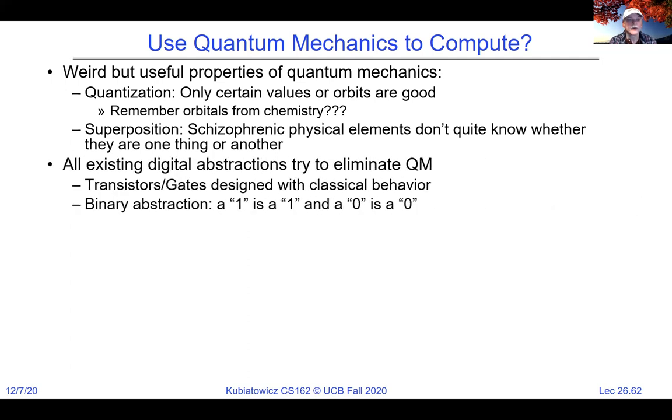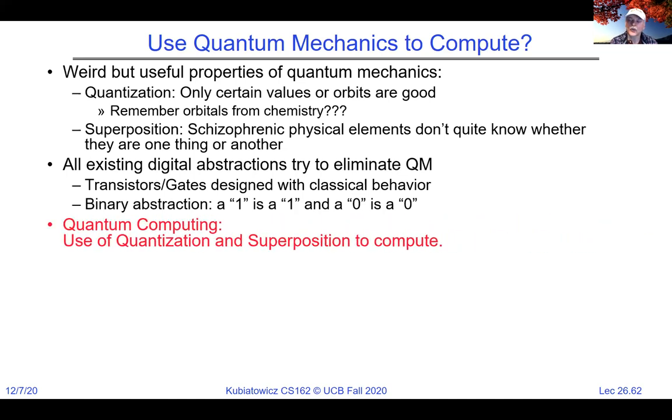What's interesting to me, since I've designed computers at various times in my life, is that with most digital abstractions that you might learn about in 151 or 141, or some of those various VLSI classes, you spend a lot of time trying to get rid of the quantum effects. You want a zero to be a zero and a one to be a one, and you want them to stay that way. It's when they don't stay that way that you've got problems. So you put in error correction codes and all that stuff that we talked about in the last couple of weeks. Quantum mechanics, however, if you're willing to allow things to not always be a one or a zero, lets you start doing quantum computing, which is basically using quantization and superposition to compute.